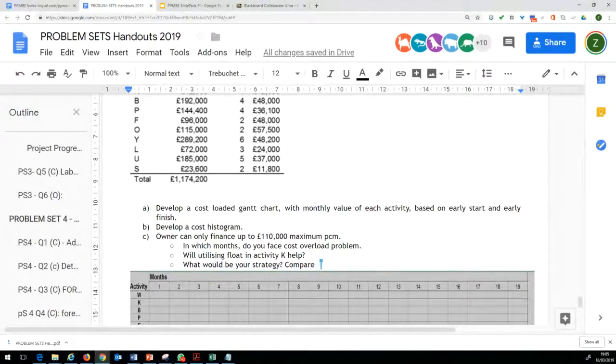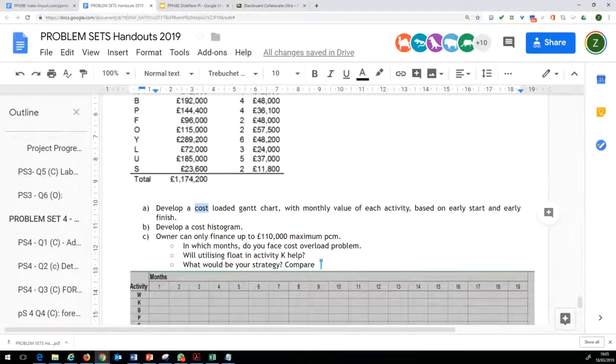Now, you have been asked firstly to develop a cost-loaded Gantt chart with the monthly value of each activity based on the early start and the early finish time. So usually we present only time in our bar chart, which was previously the case. But here we will be loading our bar chart with the cost information, and we will be using it to develop a cost histogram. And once we have done that, we would see what our monthly requirement is.